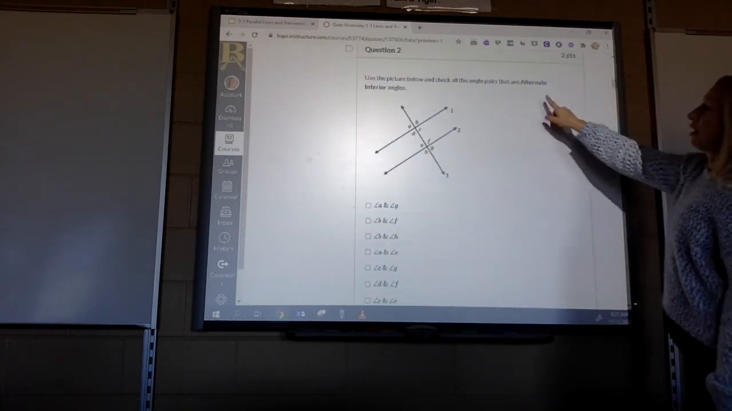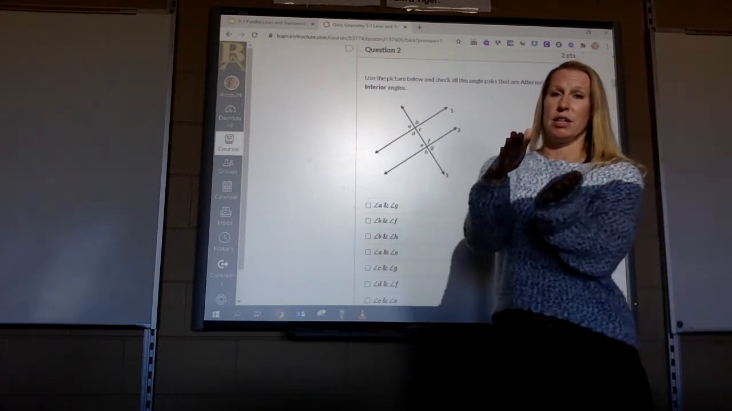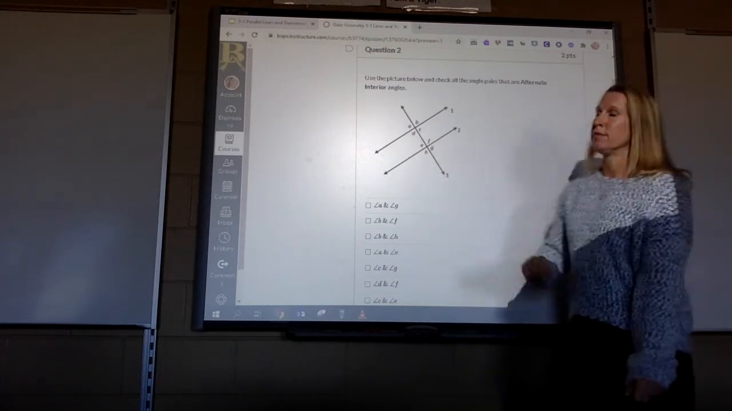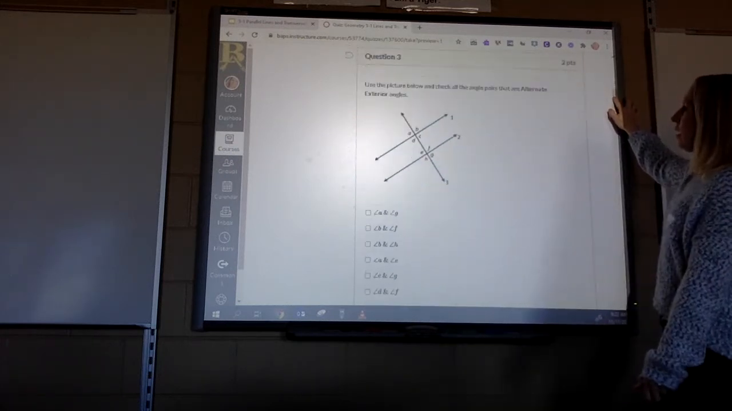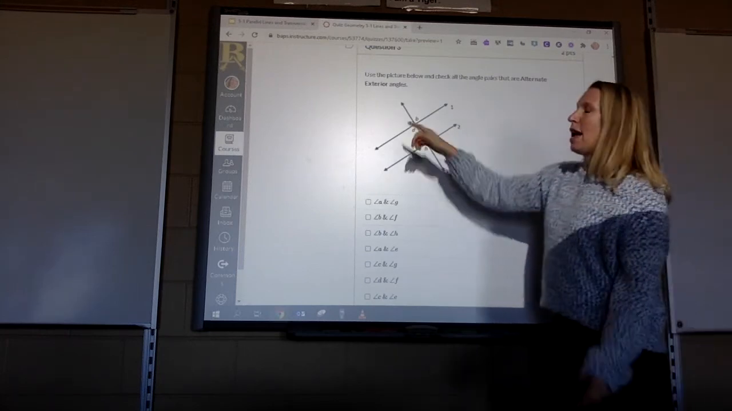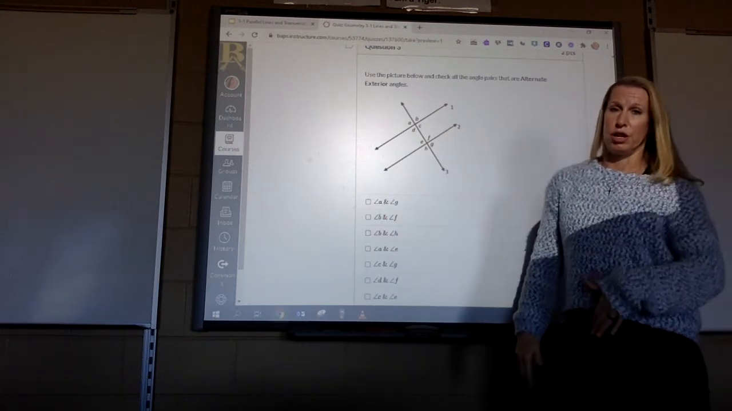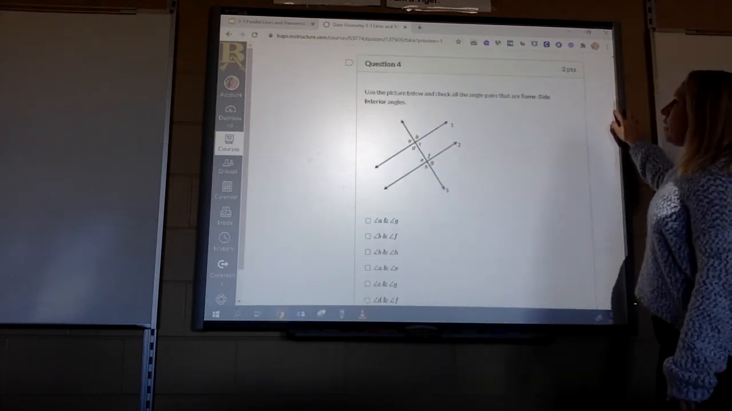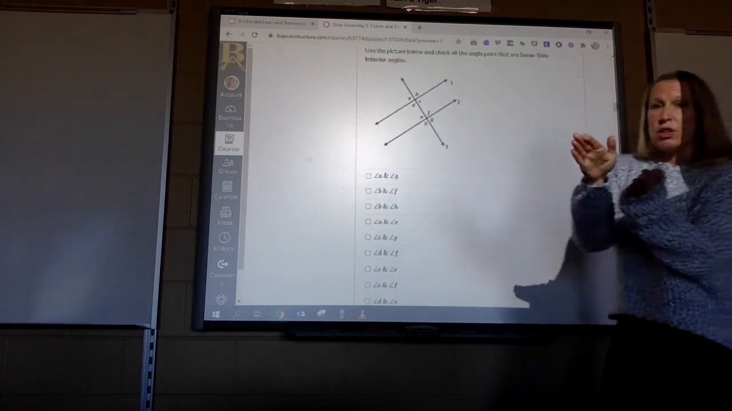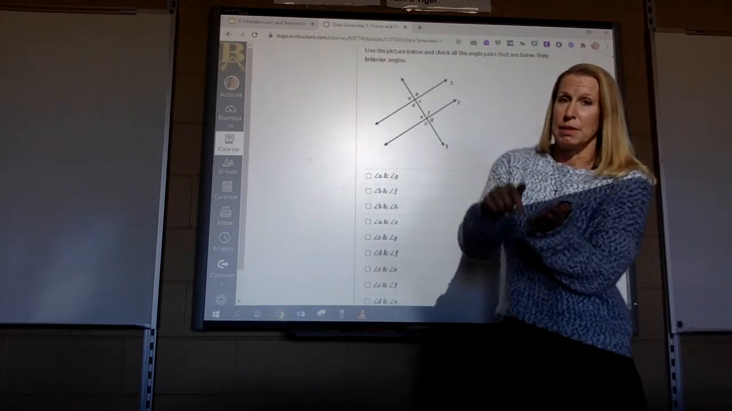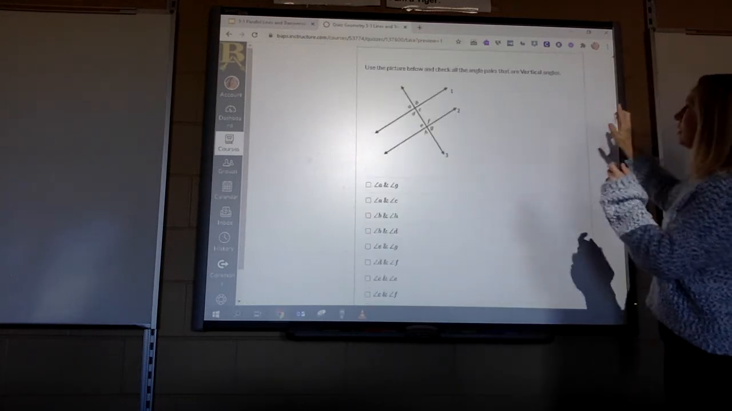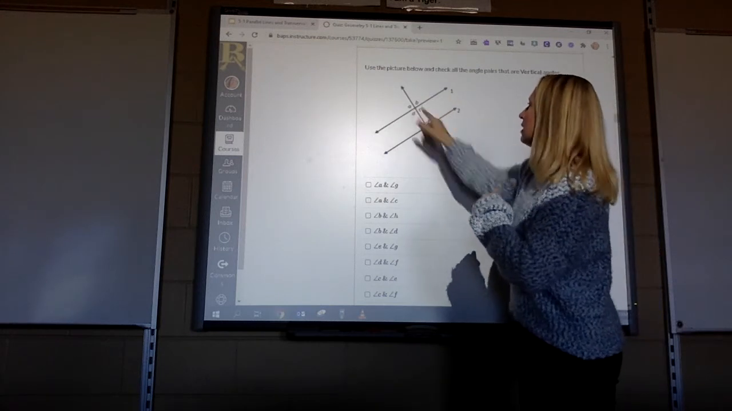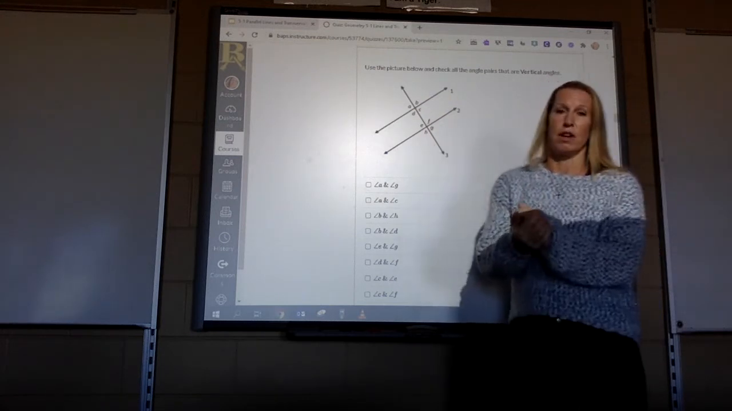Then it says all the alternate interior angles, so interior in between, and they alternate over the transversal, like D and F and C and E. So you check box it. Alternate exterior angles on the outside alternate over the transversal, like A and G and B and H. Same side interior, so they're on the interior and they're on the same side. Vertical angles, don't forget about your vertical angles. So like B and D, A and C, F and H, E and G, don't forget about your vertical.